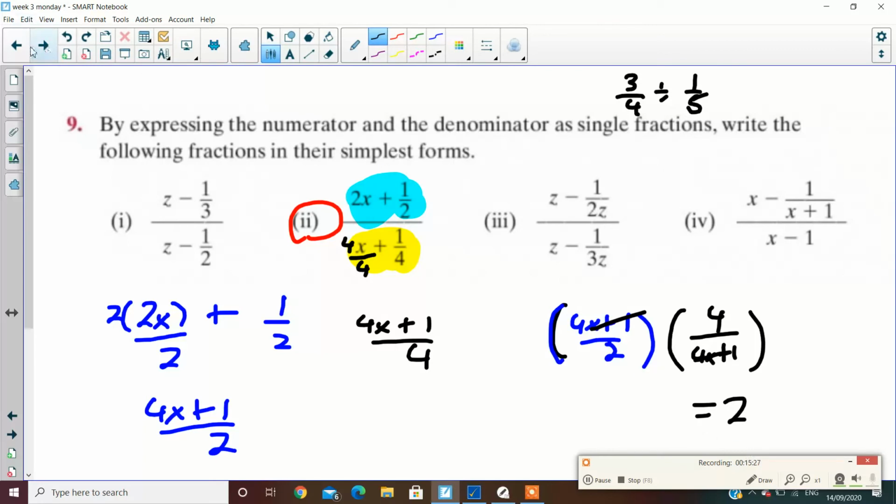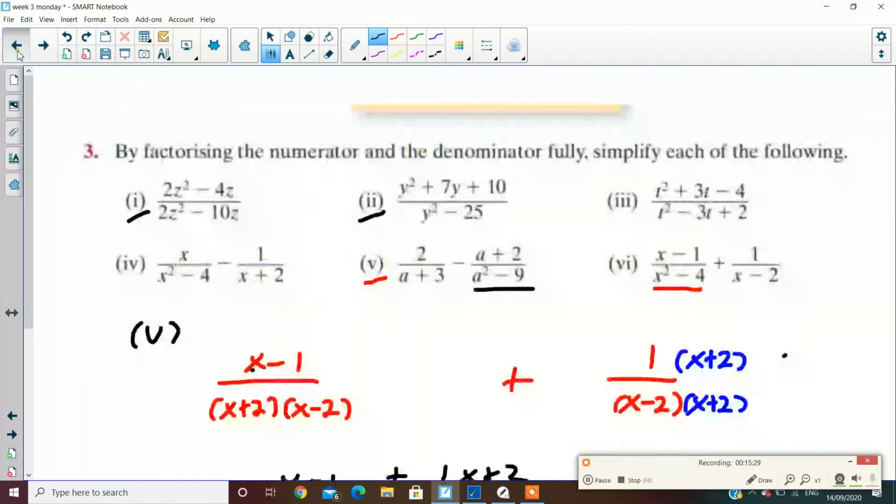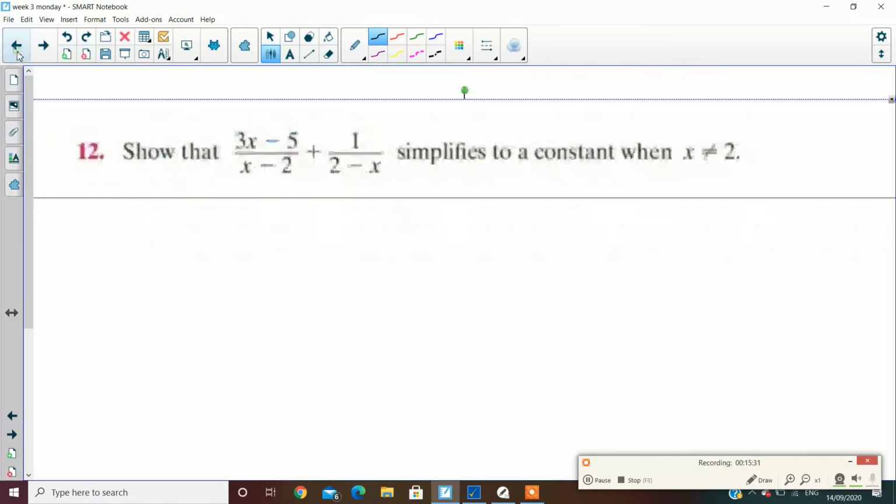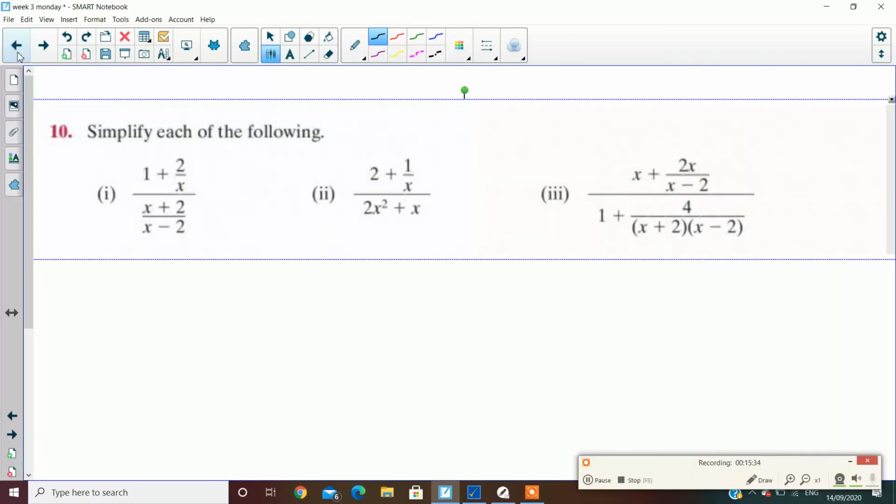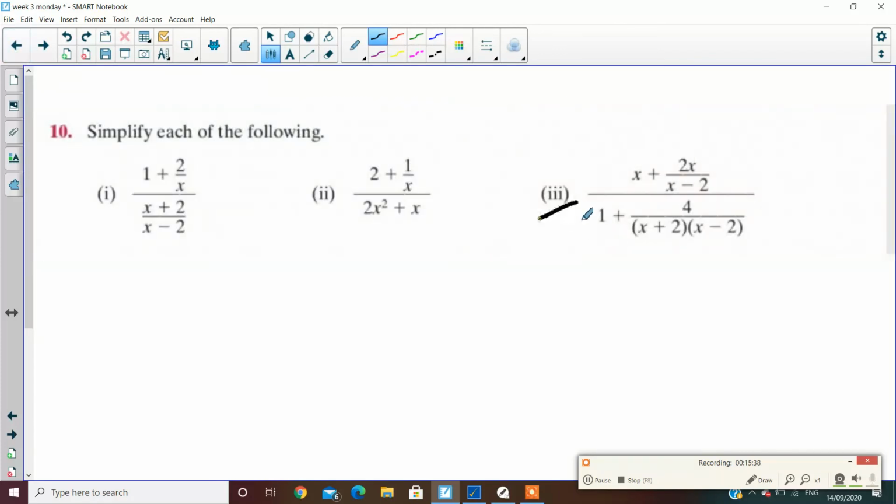Okay. Now, that's the next exercise. I think I'm back here actually. 10 part 3. Have a go.